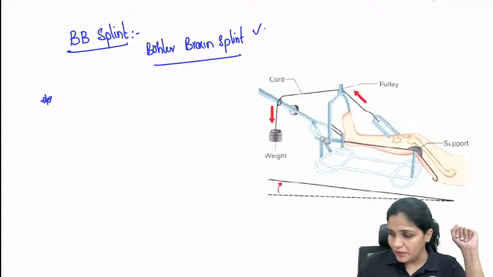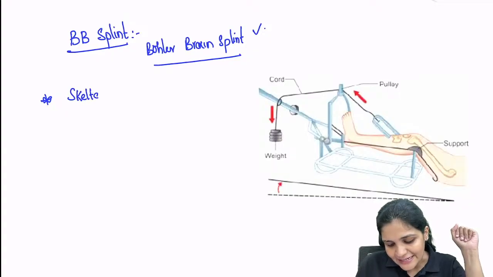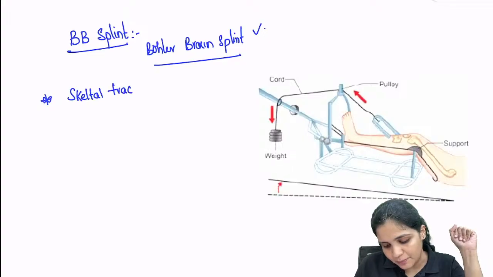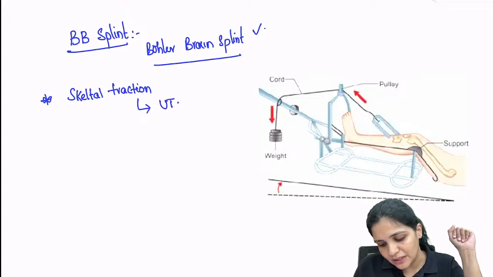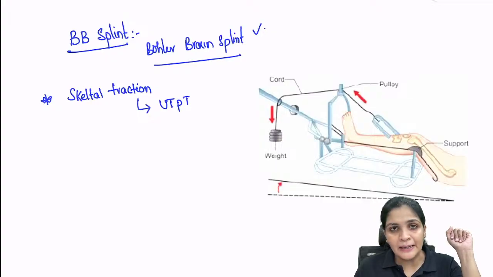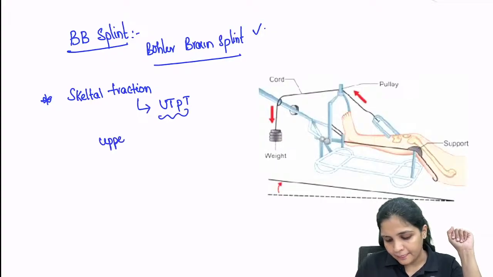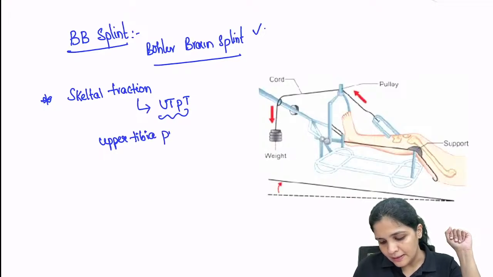So here we use the help of skeletal traction. How do you do this? This is called UTPT, upper tibial pin traction, the proximal tibia pin traction. This is the most common area where we put the pin.